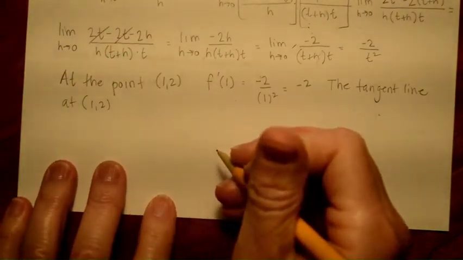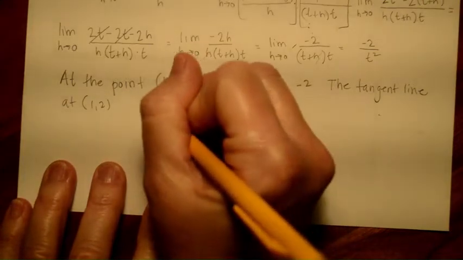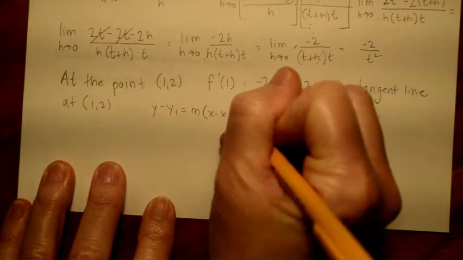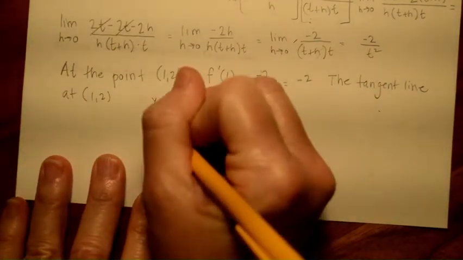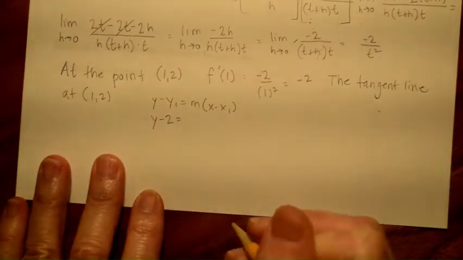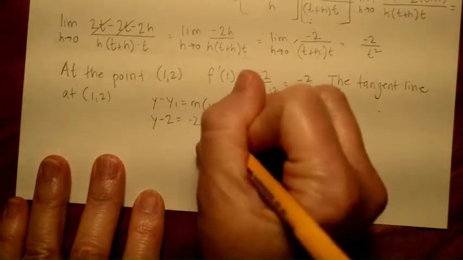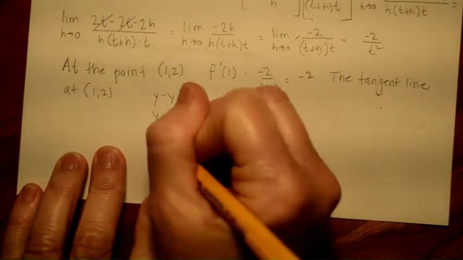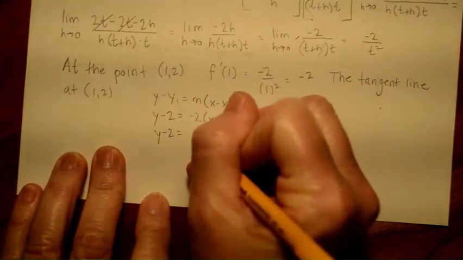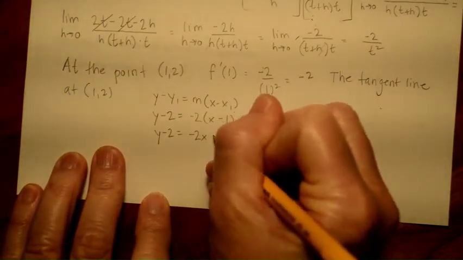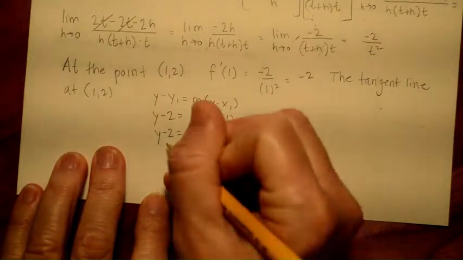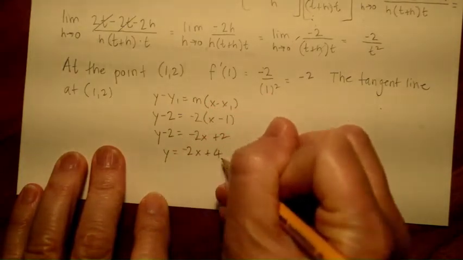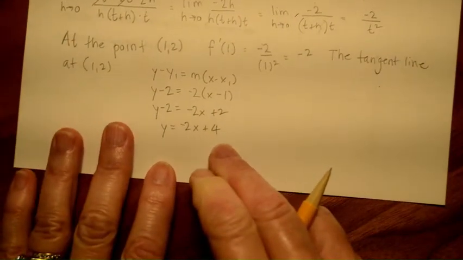is, so remember we talked about these before. We would do y minus y1 equals m times x minus x1. And so we're going to say y minus 2 equals m, again our negative 2, x minus x1, which is just 1. So we would get y minus 2 equals negative 2x plus 2. Bring the 2 over, y equals negative 2x plus 4. So that would be the equation of the tangent line.